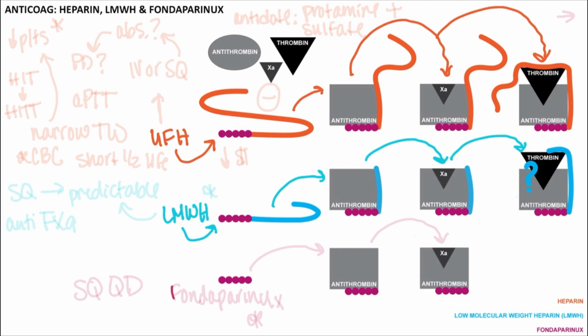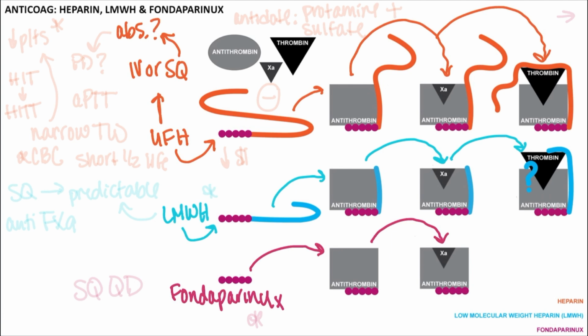And then fondaparinux is the minimum structure required for antithrombin binding, which will lead to the specific inactivation of factor 10A. Now, one reason for this fractionation and the development of fondaparinux is because heparin is either given IV or sub-Q. But if it's given sub-Q, the wide variability in size makes absorption from the subcutaneous tissue incredibly variable.